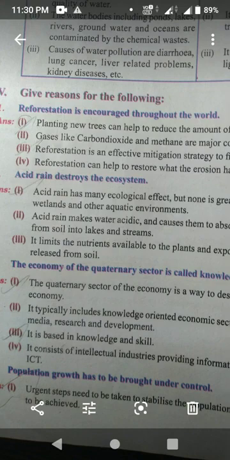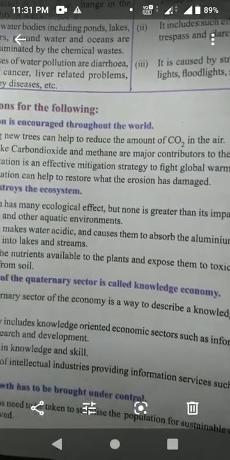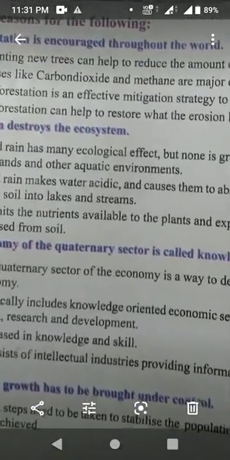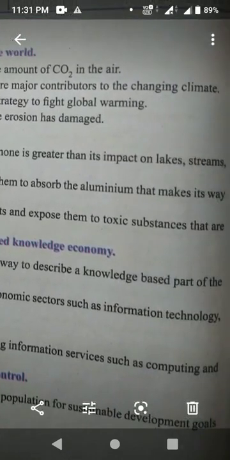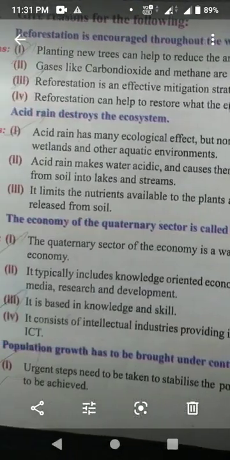So those who are having the guide, use that guide. Others, here I have given: give reason for the following. Deforestation is encouraged throughout the world. Planting new trees can help to reduce the amount of carbon dioxide in the air. Gases like carbon dioxide and methane are major contributors to the changing climate.